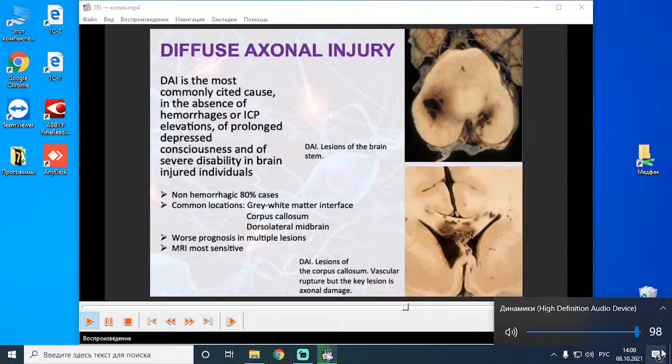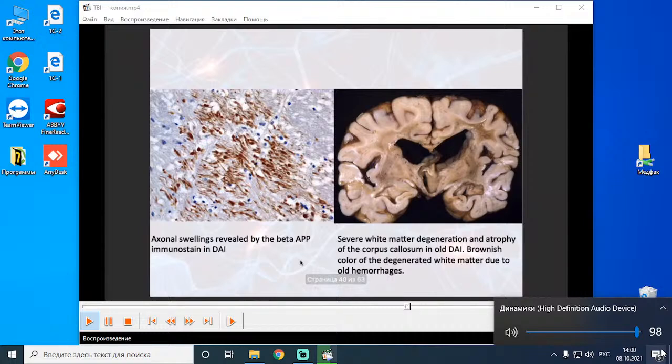Here you can see injuries. Not vascular rupture but the lesion is axonal damage. Axonal swelling is revealed by the beta-amyloid stain in DAI. Severe white matter degeneration and atrophy of the corpus callosum in old diffuse axonal injury. Brownish color of the degenerated white matter is due to old hemorrhages.